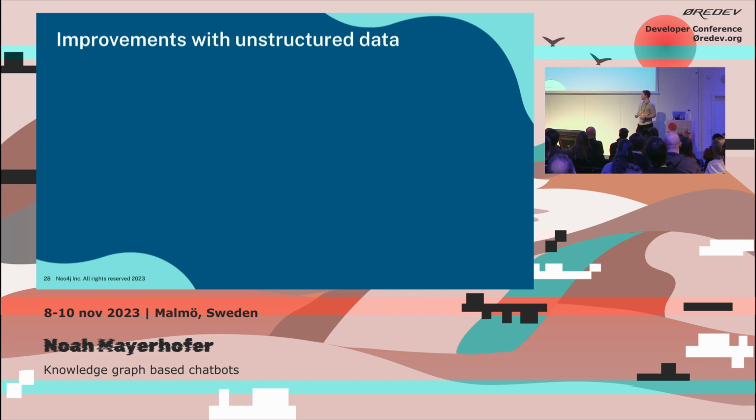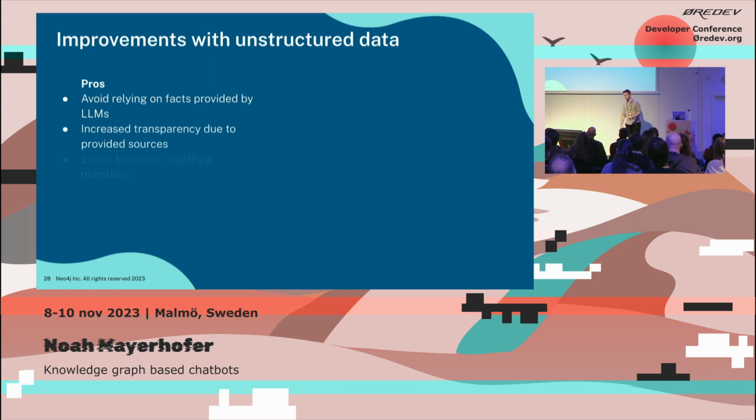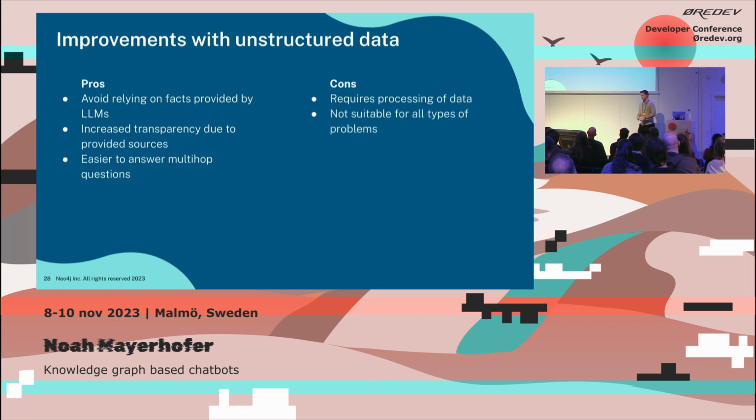This gives us some improvement over the regular use of unstructured data. We still avoid relying on the underlying facts. We also have the increased transparency from before, but we also get the benefit of answering multi-hop questions. But it requires some processing of the data, right? We need to construct our knowledge graph. We can't just send it a bunch of PDFs and make it work. There's a little bit more pre-processing. And it's not suitable for all workloads. For example, if you just wanted to summarize a few PDFs, that's, of course, not worth doing a lot of pre-processing for.